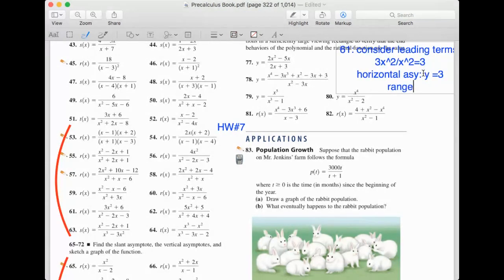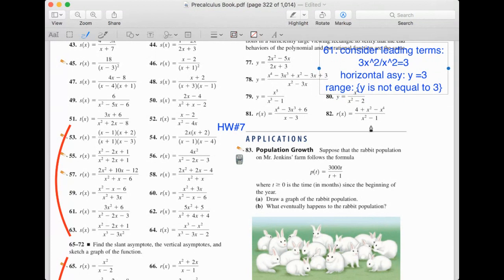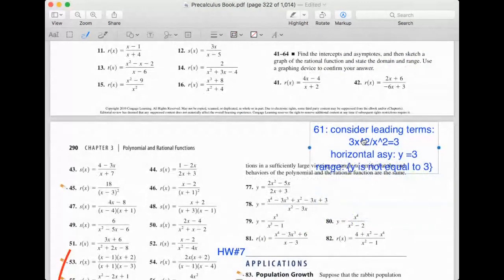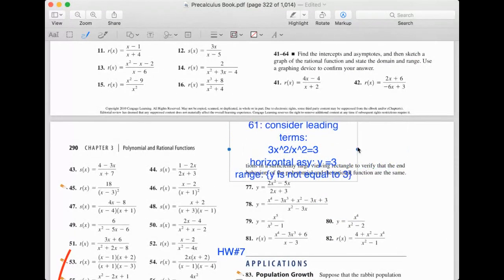So how do we write it in range? Range means y cannot be 3. Range means any number but 3. So y is not equal to 3. You don't have to use words, but I do not have a not-equal-to symbol on my keyboard, so I have to write it this way. So this is for 61.